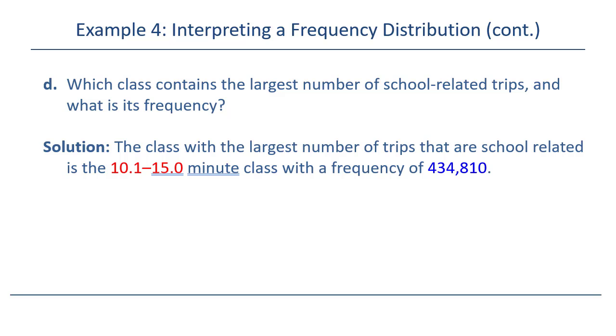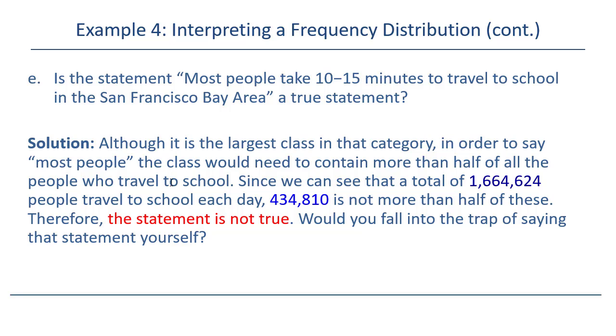And there's one more. Which class contains the largest number of school-related trips? You'd have to go back and look through them and see that it's 10.1. And then same thing here when they ask, is the statement "most people take 10 to 15 minutes to travel to school" true? Well, no. Just because that interval, the 10.1 to 15, had the most pieces of data in it, that doesn't mean most people, because most people means more than half, right? When we say most of a group, that means you have to have more than half of it being that.